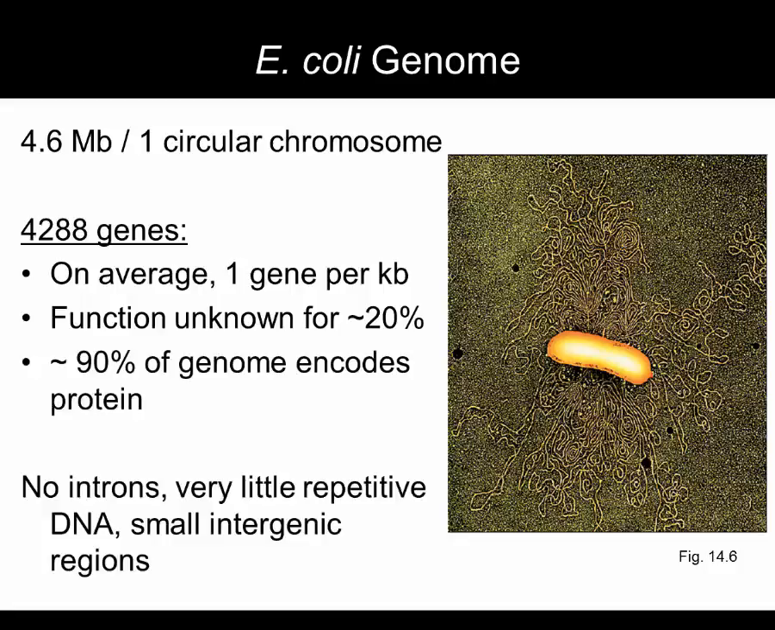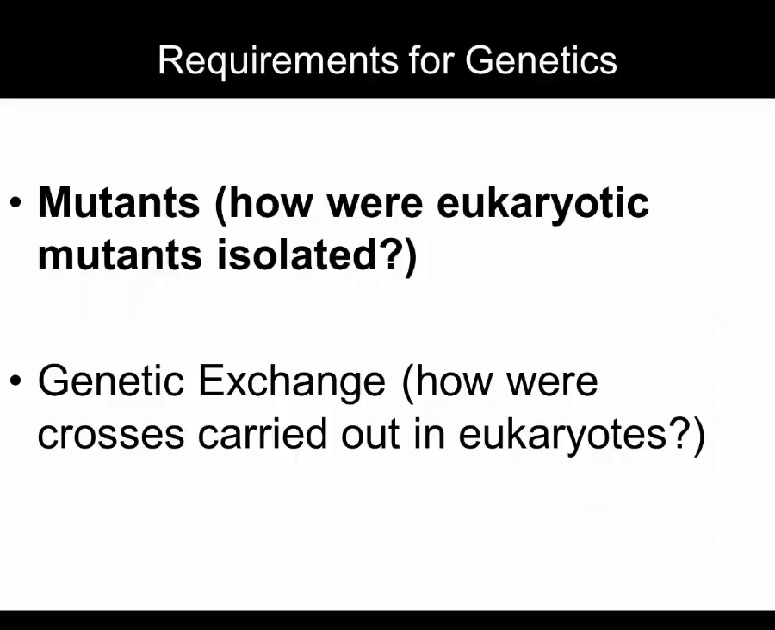Unlike humans, E. coli genomes are very efficient, with about 90% of their DNA encoding proteins. They have no introns, small gaps between their genes, and few repetitive sequences. The image on the right shows an E. coli chromosome that is burst out of a lysed cell. Clearly, the DNA is very tightly packed in living cells. Now let's look at how we use E. coli in genetics. There are two main requirements we have for genetics: mutants and genetic exchange.